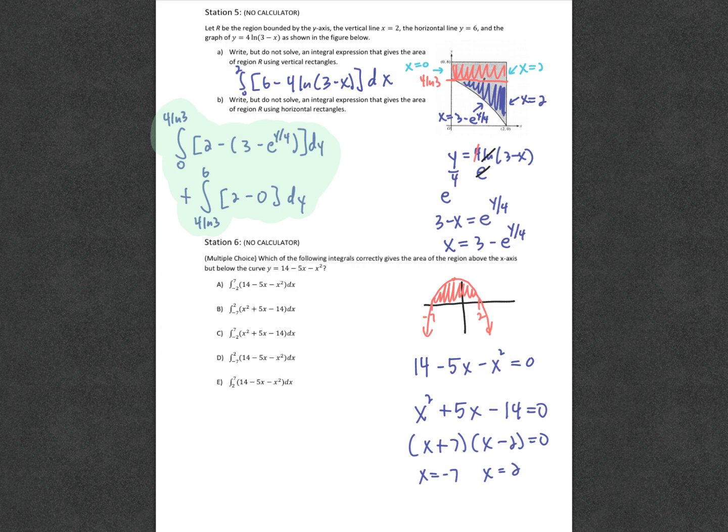Okay, so now we know the limits, and this function is on top the whole time, so it's just really the integral of this function. We can see, negative 7 to 2 of the function, and that's just d.